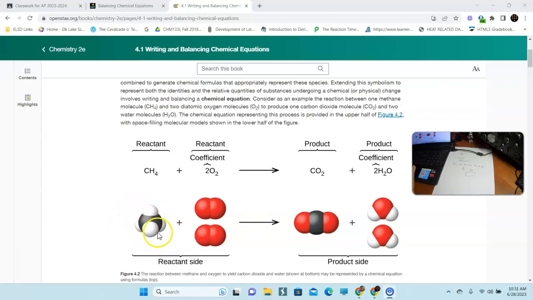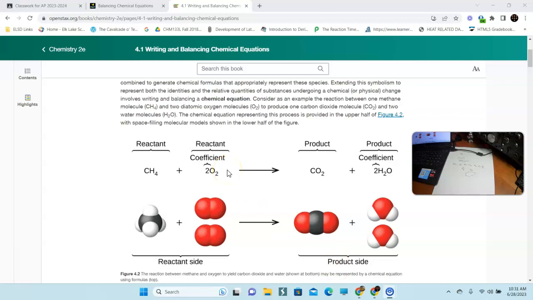I've got 4 white balls here. That's the hydrogen. And on this side, I've got 1, 2, 3, 4 white balls, 4 hydrogens. And on this side, I've got 1, 2, 3, 4 red balls. So they all add up. We have the same number of each type of atom on both sides.